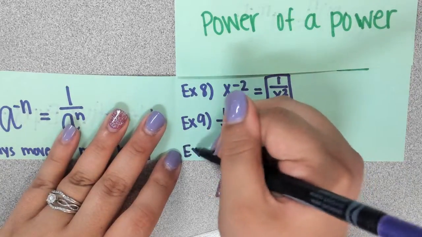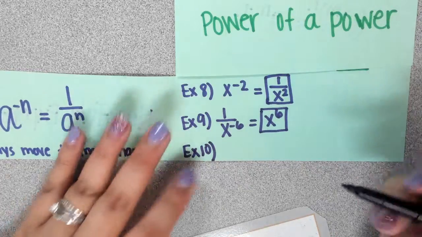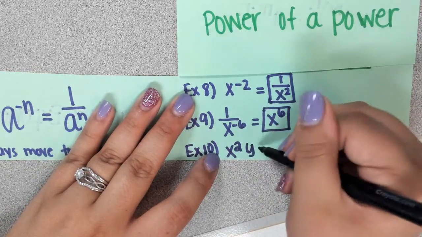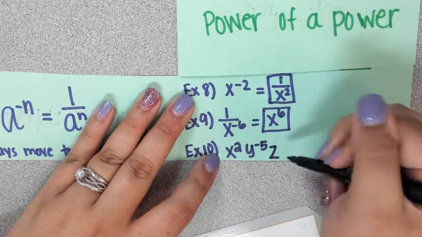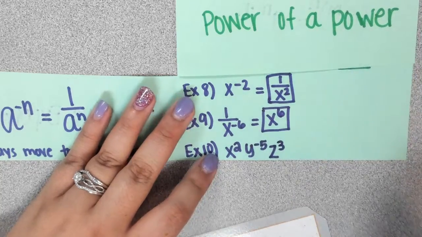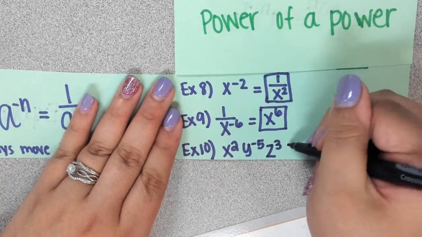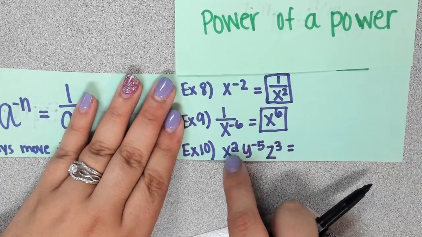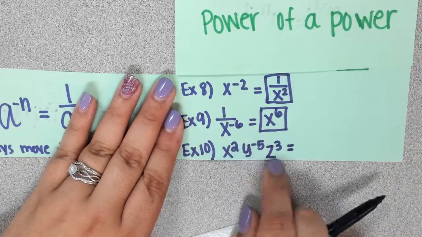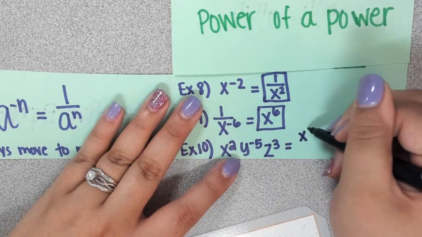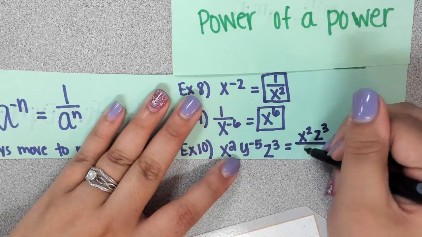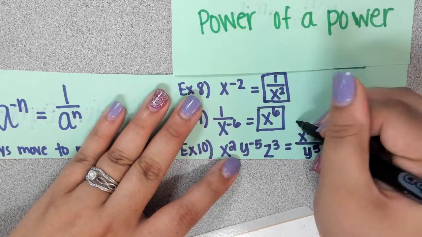And then our last example, what if I have x squared y to the negative 5 z to the 3? Now, my negative 5 is sad, it's bad, negative. But these x and z are fine. So x and z get to stay happy, and they get to stay up top, and my y has to go to the bottom.